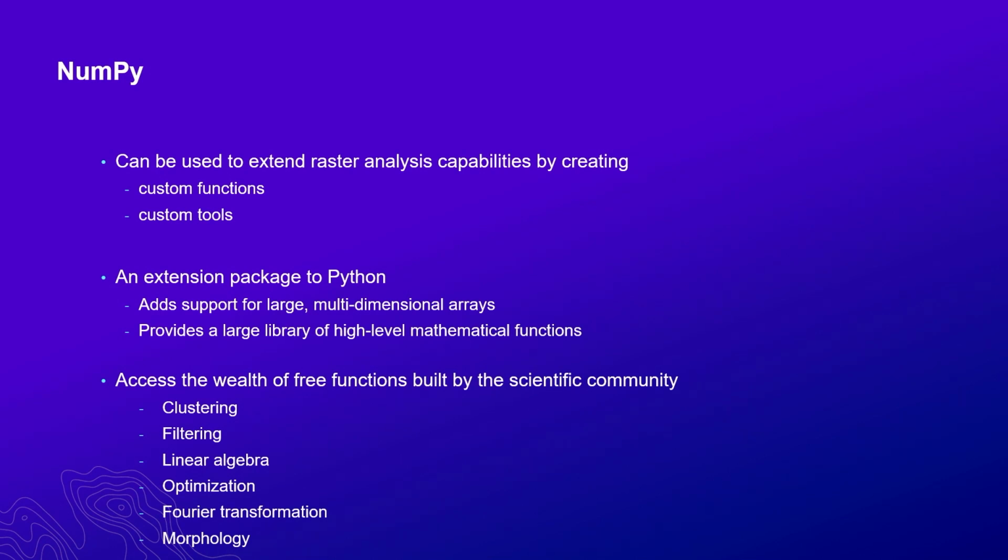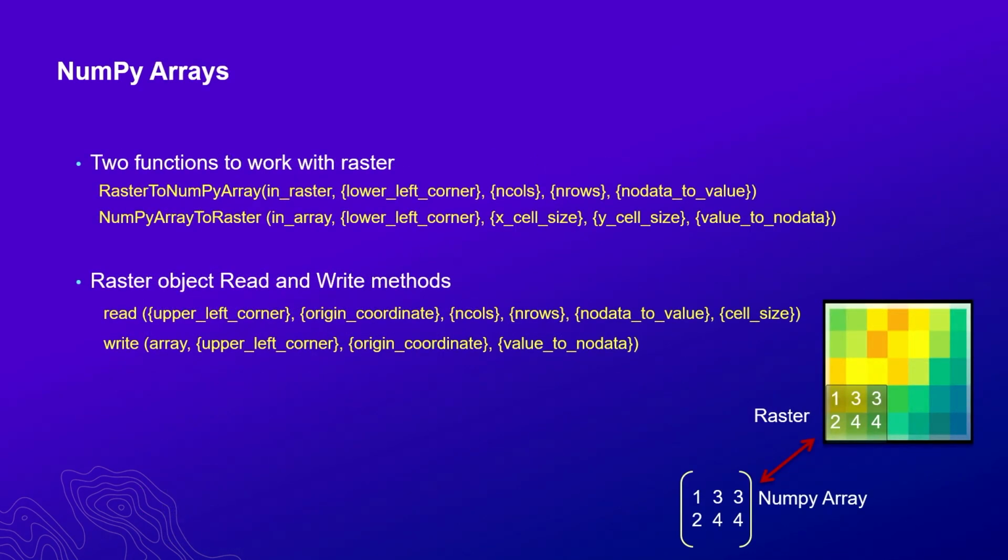It's an extension to the Python package. It can support large multidimensional arrays and single-dimensional arrays, and provides a huge library of operations that you can do with a NumPy array. So how do we get this NumPy array? There are two things you have to do. First, you have to get a NumPy array from the raster, and eventually, after you do the processing, you have to take the NumPy array and create a raster out of it.